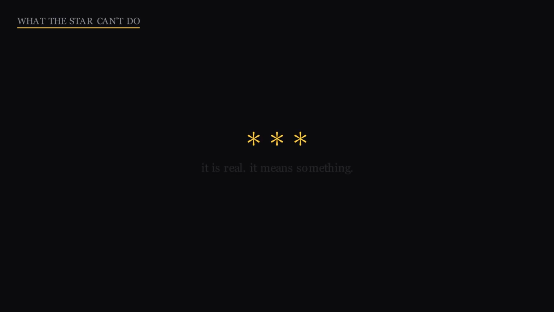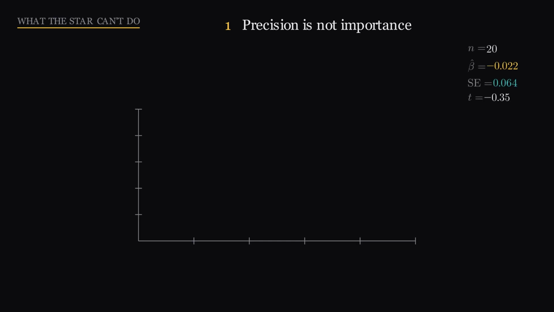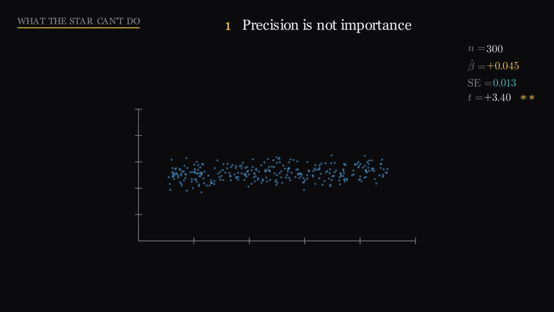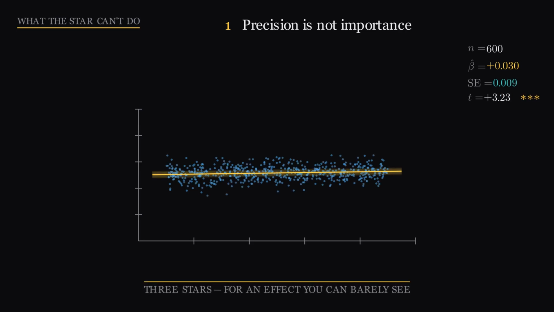So the star is real, it means something. But now that we have seen the mechanism, we can also see clearly what the star does not and cannot tell us. First, a star is not a measure of importance. Remember the central limit theorem and how the standard error shrinks with more data? In a giant dataset, an effect so small it barely exists can still cross the threshold and collect the stars, simply because it was measured with enormous precision. A star tells us an effect is precisely estimated. It says nothing about whether the effect is big enough to matter in the real world.